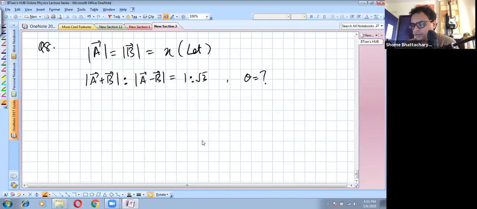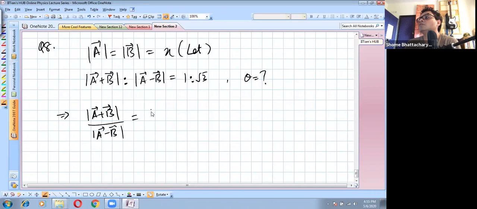Yeah, so it's given that we have to find the angle between them. All right. So here, what do you do? Just convert this into a division. So mod of A plus B divided by mod of A minus B is equal to 1 by root 3. Or you can say that root 3 times mod of A plus B is equal to mod of A minus B. Simple. That's all we have to do.